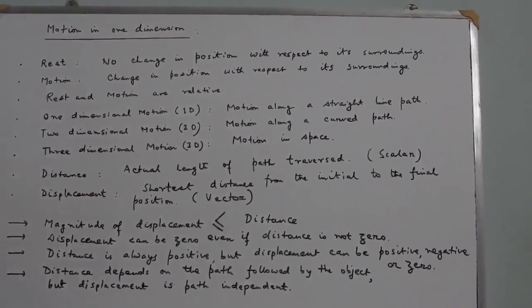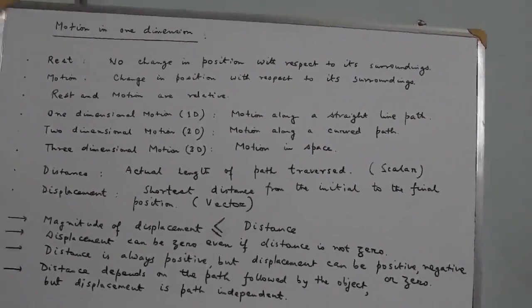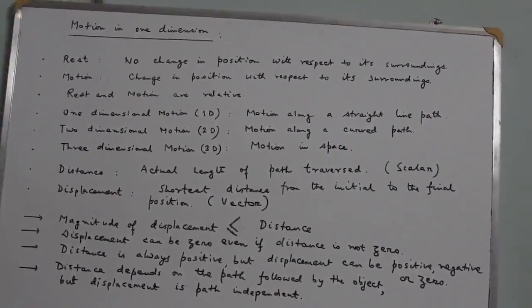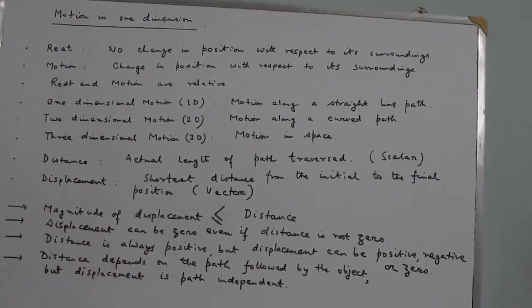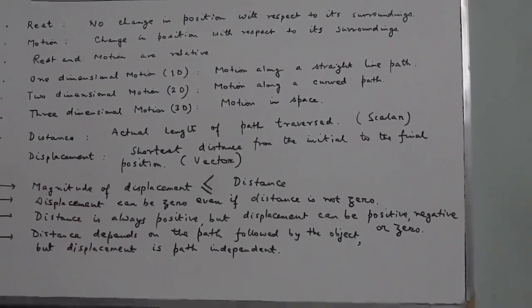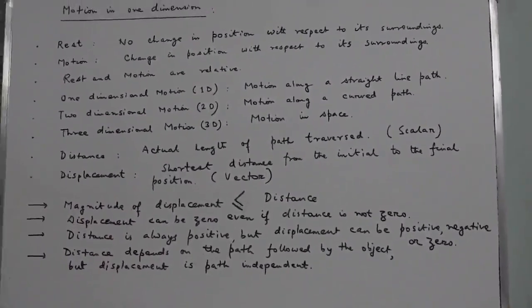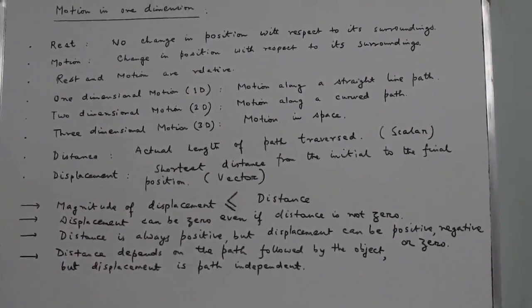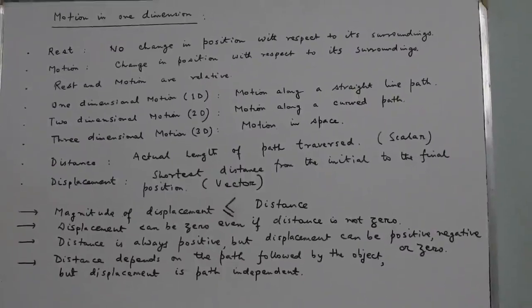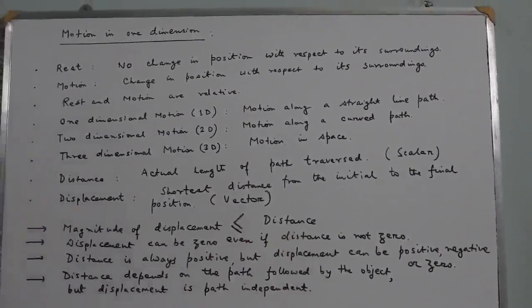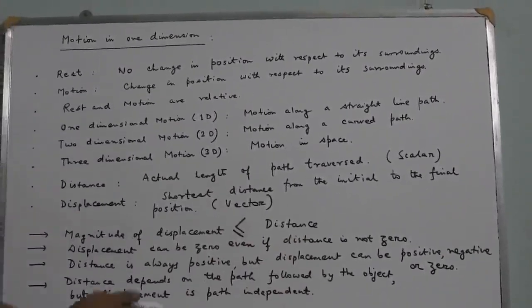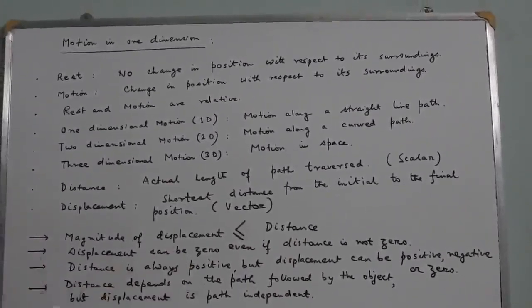Now, if an object starts from a given position and returns back to the same position, traveling any path, then its displacement is zero. Because we realize that the object has not changed its position. It has started from the same position and ended at the same position. But it might have followed a definite path, so distance is not zero, definitely. Distance is in that respect always positive because it has a specific value.